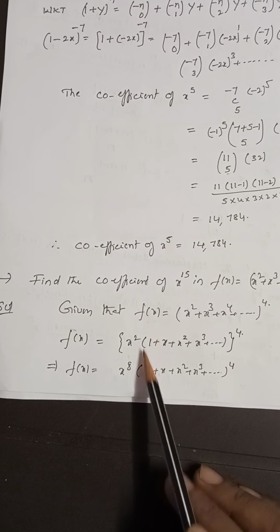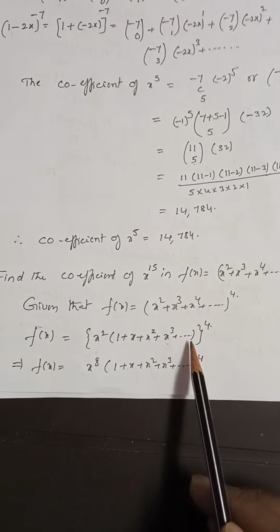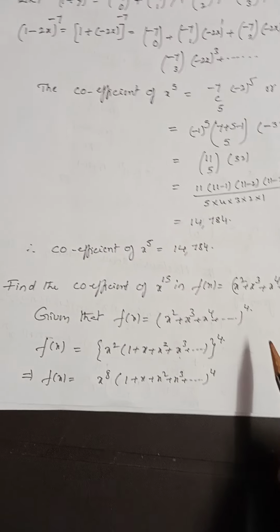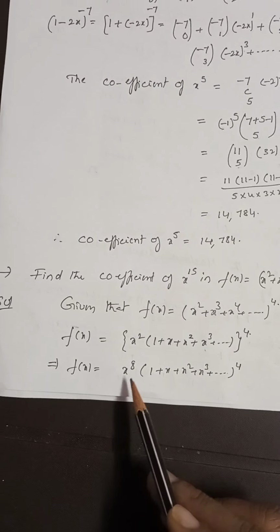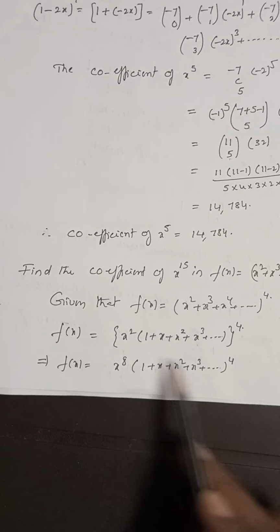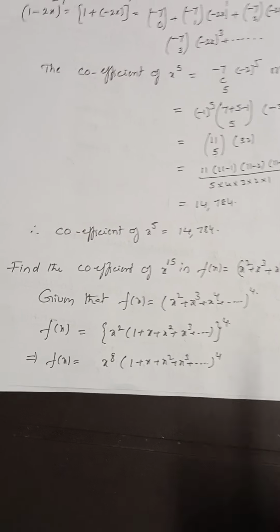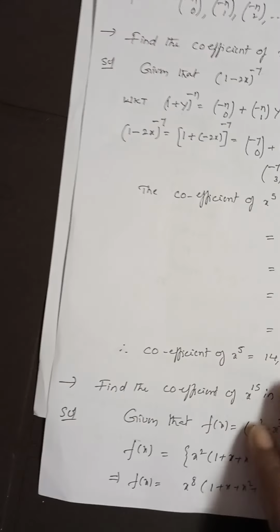If you take it common, you will get x square times (1 plus x plus x square) whole to the power of 4. Now, (ab) whole to the power of 4 can be written as a power 4 into b power 4. Similarly, (x square) whole power 4 means x power 8 into this expression (1 plus x plus x square and so on) whole to the power of 4. Now what is our aim here? Our aim is to find the x to the power of 15 coefficient, right?